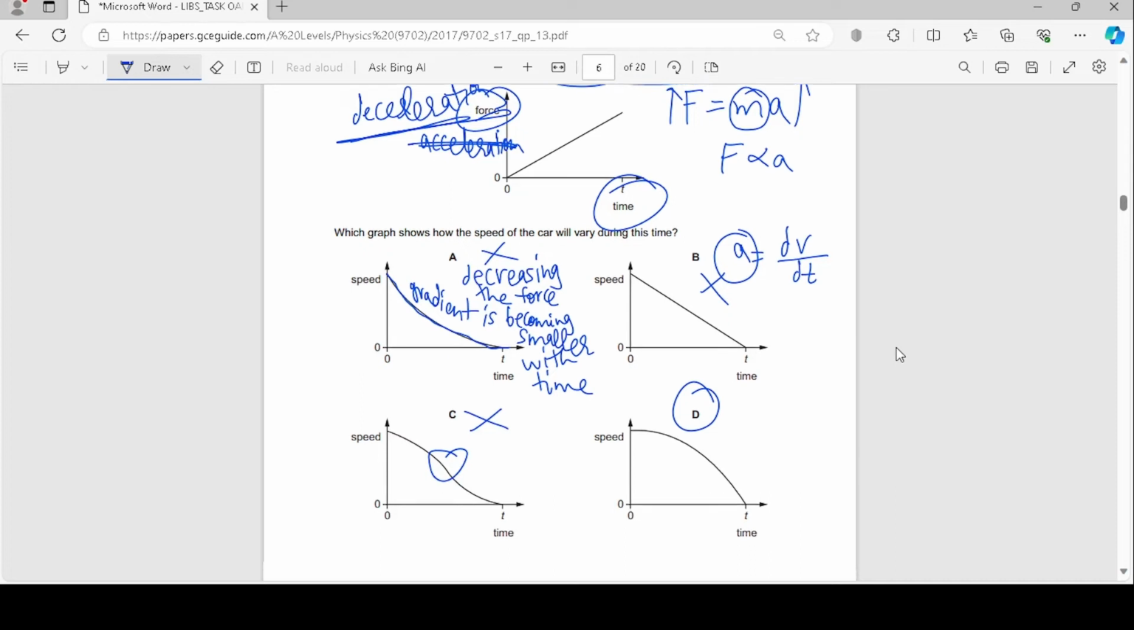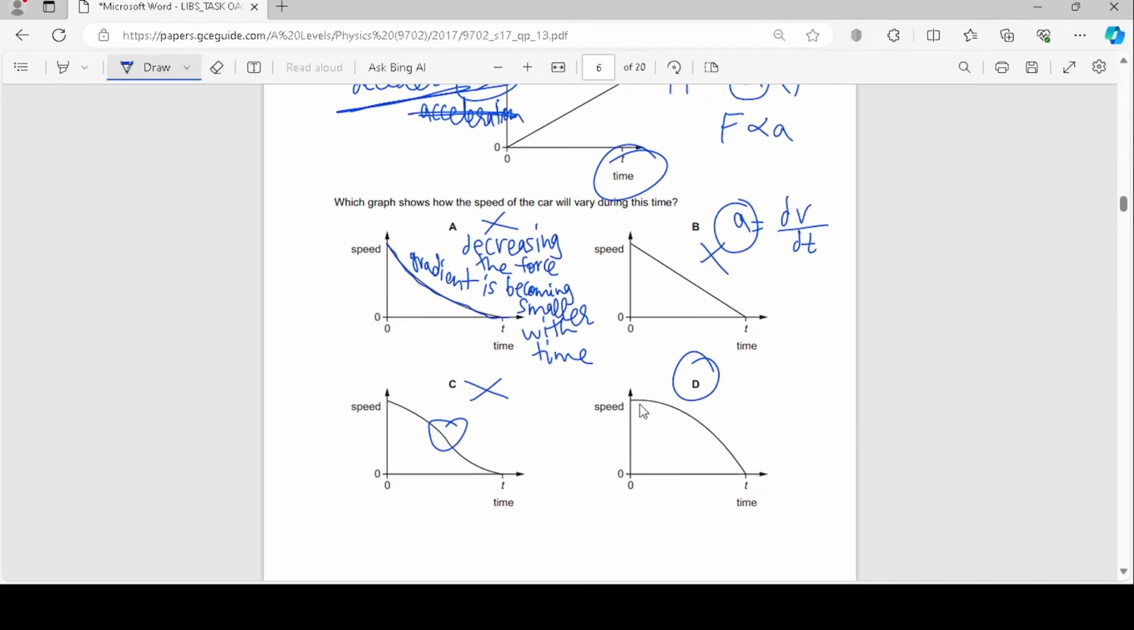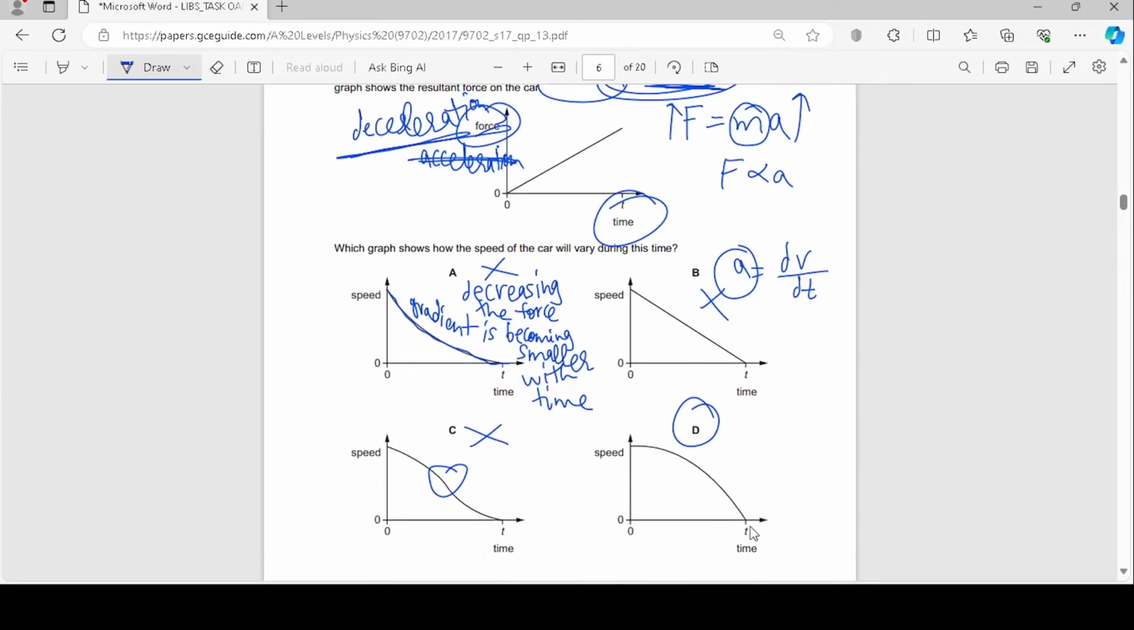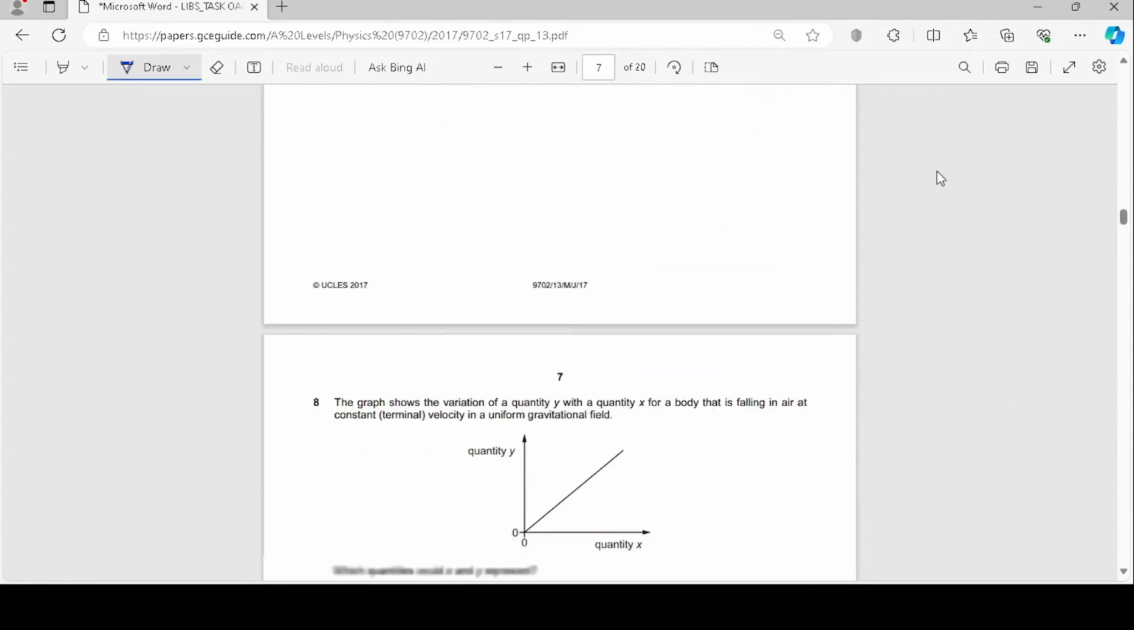So our answer is going to be D, where the gradient is increasing with time, because the total braking force in the car is increasing with time. So the gradient is increasing with time, and it cannot be constant. It cannot have this weird inflection point thing, and it's not decreasing with time either, so it's going to be D. All right. So that is the answer.